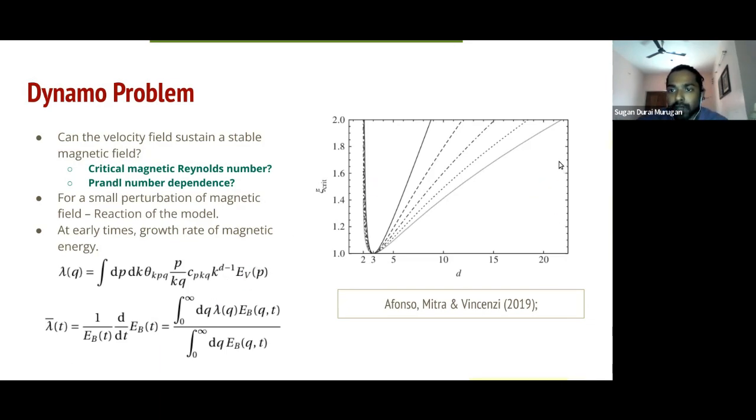So on the right hand side, this is a famous result from a paper by Mitra, Vincent in 2019, where they have used the Kazantsev model, and they have extended it to arbitrary dimensions with even compressibility factors changing. And what we see is the possibility of dynamo within these parabolas, and the parabolas actually do change when we change the compressibility factors. So this was done on the basis of the Kazantsev model. Now the idea is to do a similar study with the EDQNM MHD model.